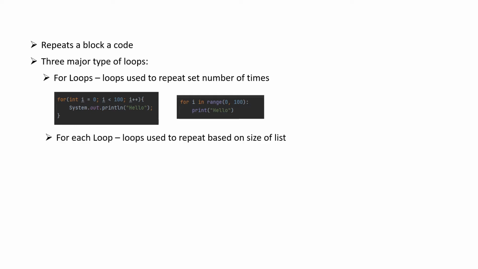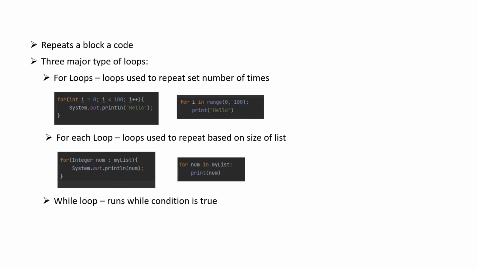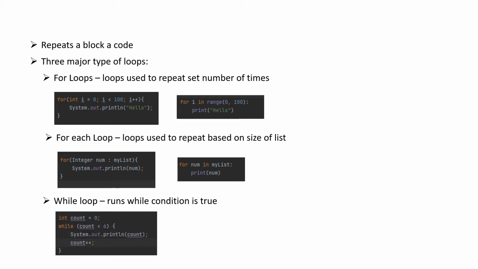Another type of loop is the for each loop. This loop is used to iterate through all the elements in a list. Here's an example in Java and Python. While loop is a condition-based loop. It repeats until the statement is true. Here's an example of while loop. Again, I will have a separate video on loops on my channel.